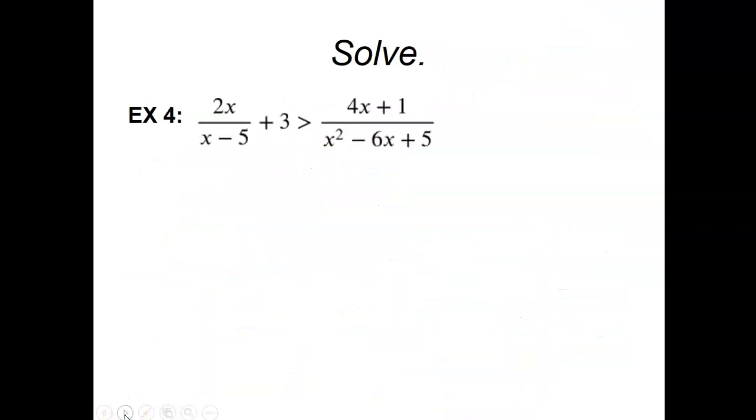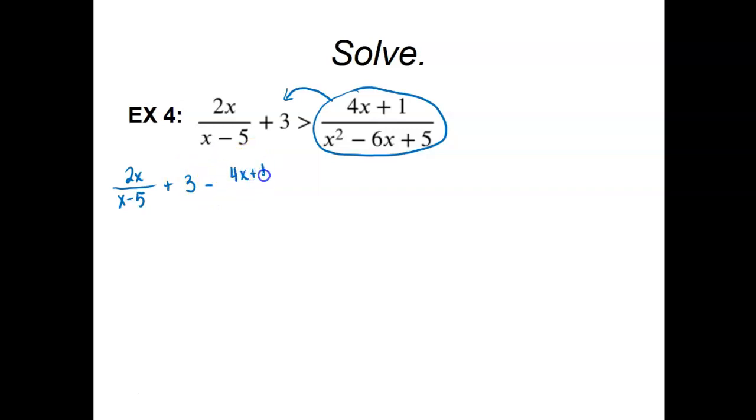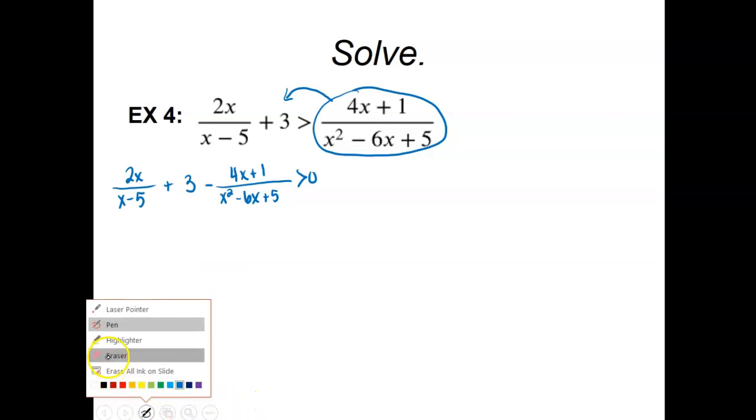Let's do a couple more. All right, this one looks really intimidating at first, but your steps are going to be the same. What you want to do is move all of this over to the other side. So to do that, you're going to have 2x over x minus 5 plus 3 minus 4x plus 1 over x squared minus 6x plus 5, and that's going to be greater than 0. We need to factor this denominator here. In fact, I'm just going to erase and do it because I might run out of room.